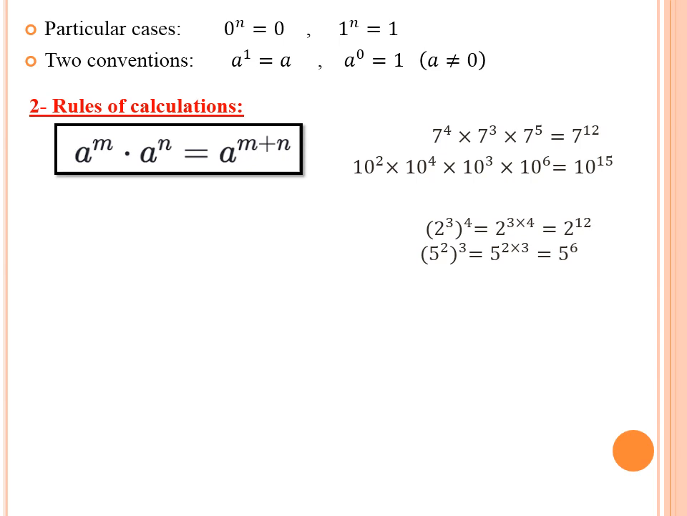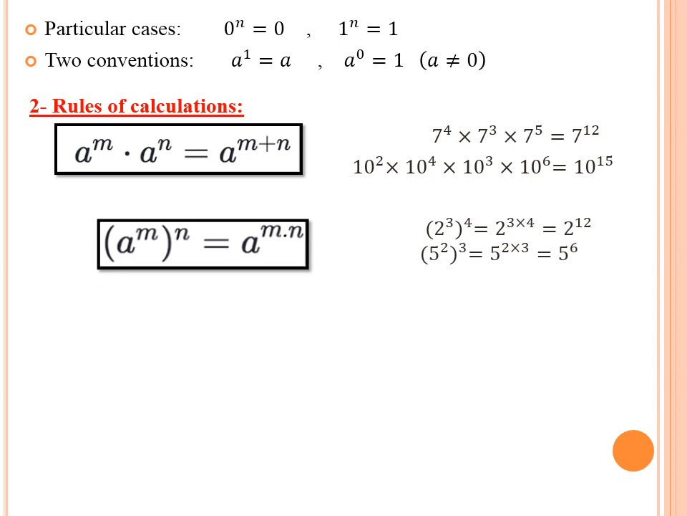We have 2 to the power 3 all to the power 4. As we said before, when we have parentheses, it means times. The parentheses separate the powers, so I have to multiply the powers. That means it's 2 to the power 3 times 4, it's 2 to the power 12. Similarly, 5 squared all to the power 3 means 5 to the power 2 times 3, which is 5 to the power 6.